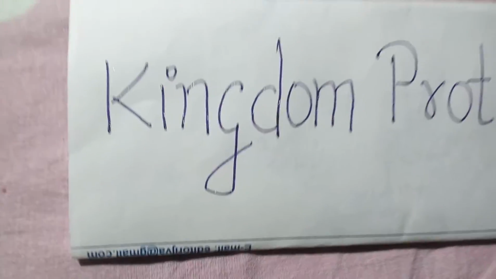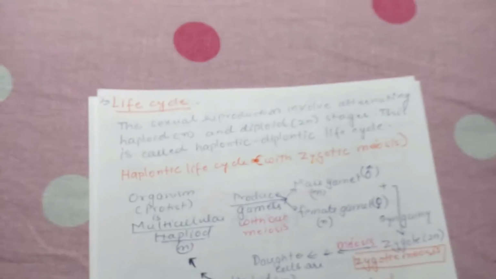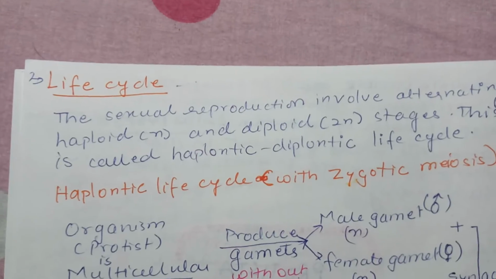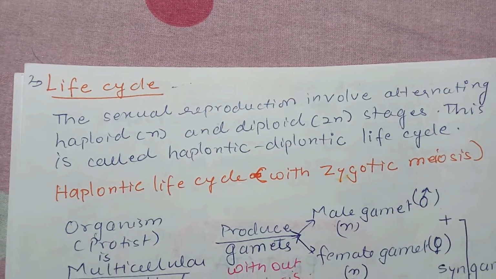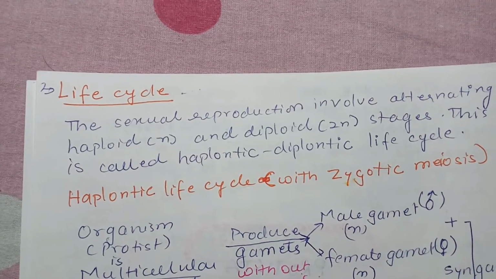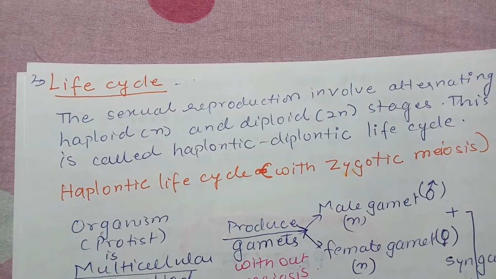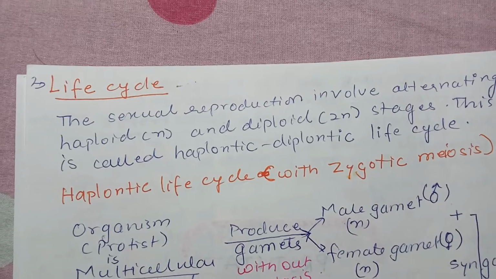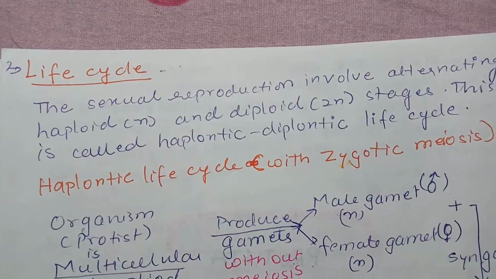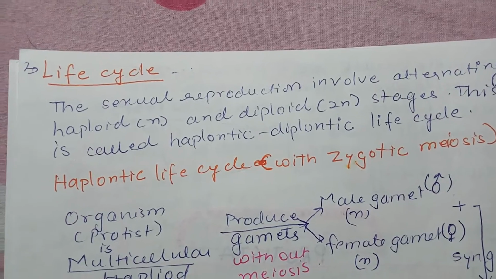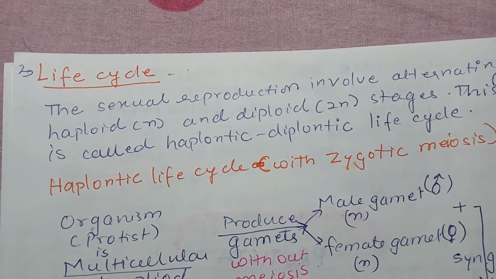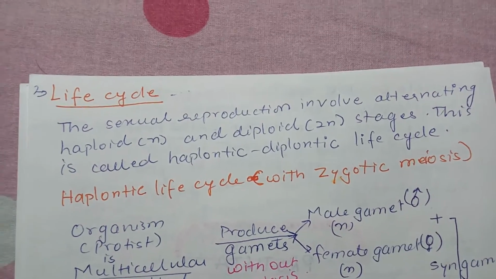Next is the lifestyle of protists. The sexual reproduction involves alternating haploid and diploid stages. In a haploid cell, one set of genetic material is present, whereas in a diploid, two sets of genetic material are present, one from either parent. This is called haplontic or haplodiplontic life cycle.